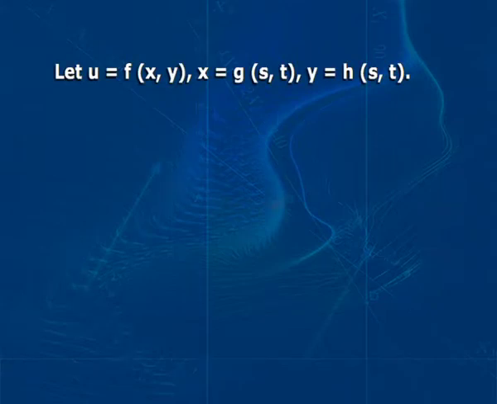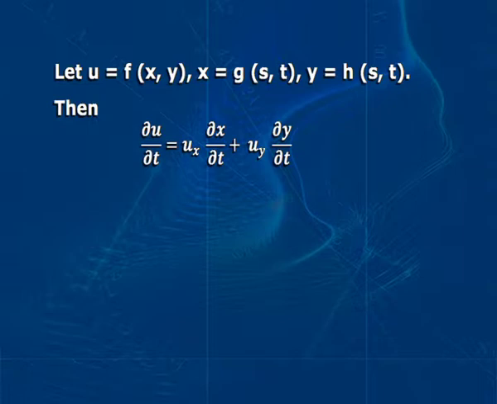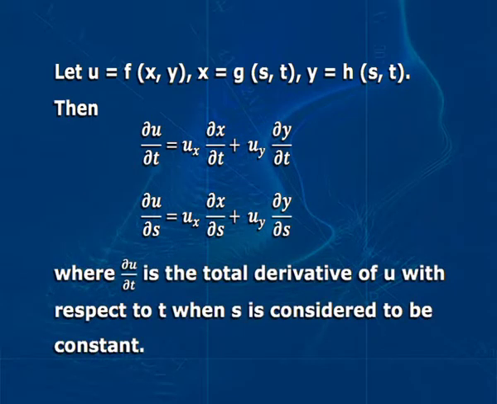Let u be equal to f of x, y, x equal to g of s, t, y equal to h of s, t. Then del u over del t is equal to ux del x over del t plus uy del y over del t. Del u over del s is equal to ux del x over del s plus uy del y over del s, where del u over del t is the partial derivative of u with respect to t when s is considered to be constant.